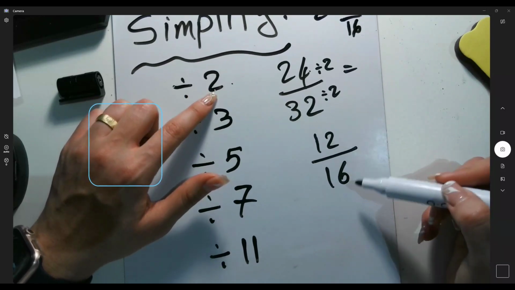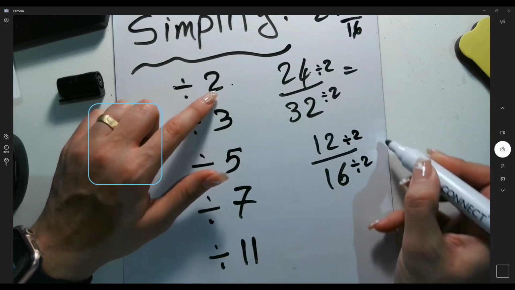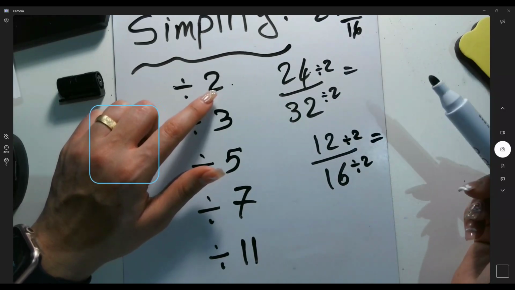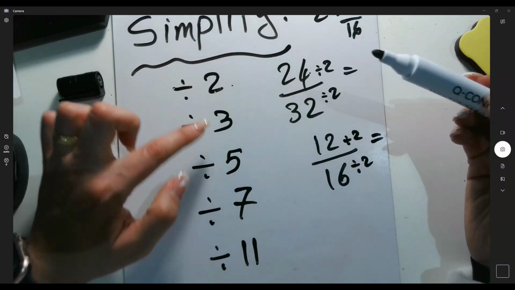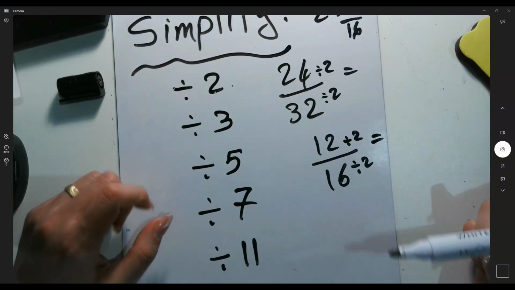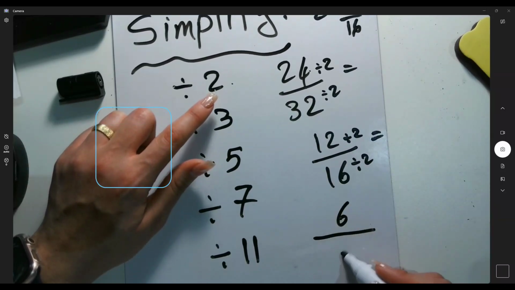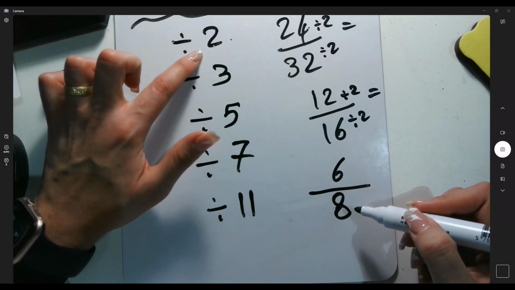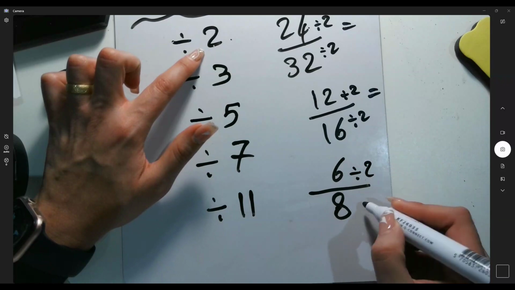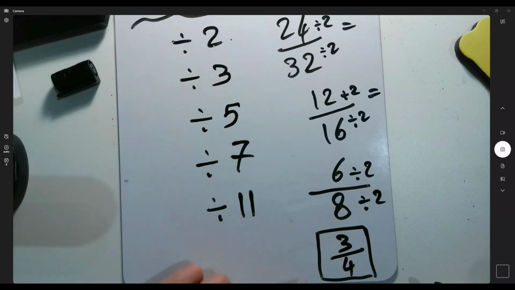However, 12 and 16, again, both of them are even. Can I halve them again? Yes. Why am I choosing to halve them? Some learners panic in the exam and don't know how to do the division properly. Just start 2, 3, 5, 7. There is no shame in that. 12 divided by 2 is 6. 16 divided by 2 is 8. Again, both of these numbers are still even, so I can divide them by 2. So this is 3 out of 4. I cannot simplify it more than that, so that's it.